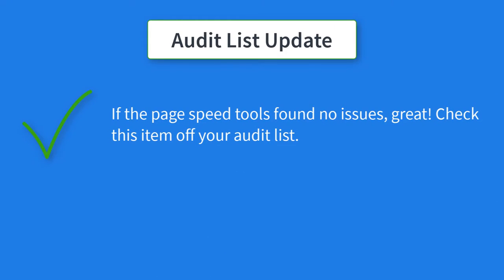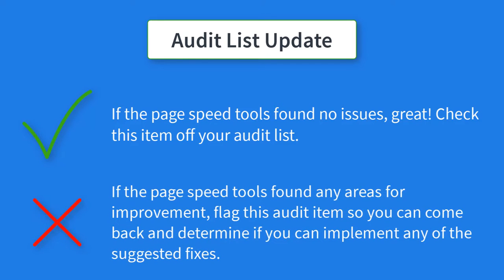And to update your audit list, if the page speed tools found no issues, great, check this item off your audit list. If the page speed tools found any areas for improvement, flag this audit item so you can come back and determine if you can implement any of the suggested fixes.